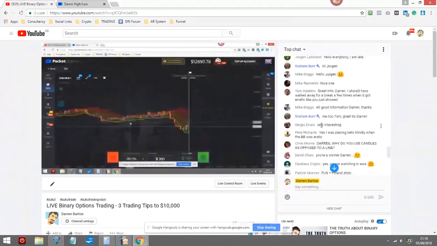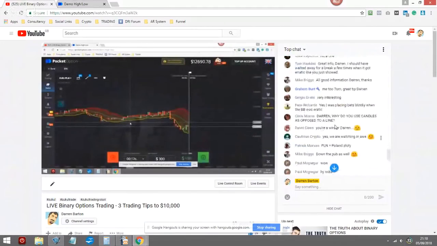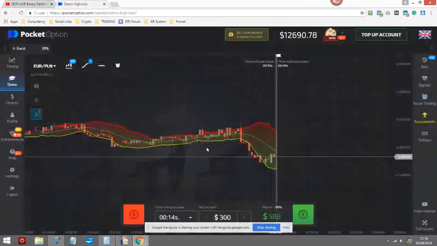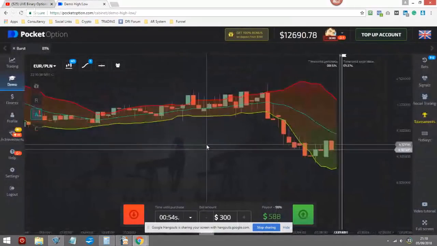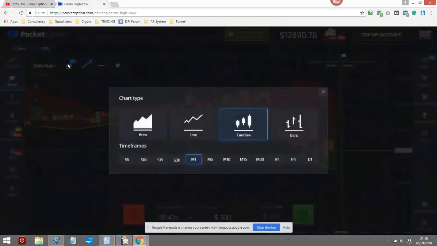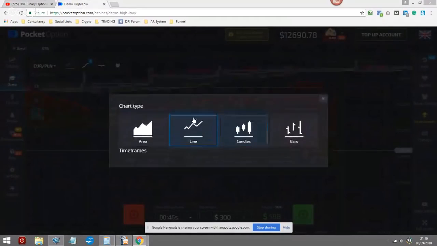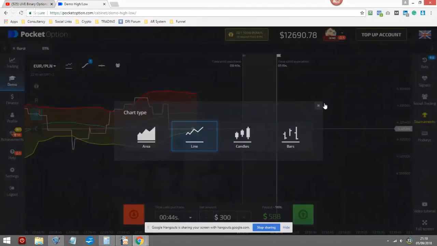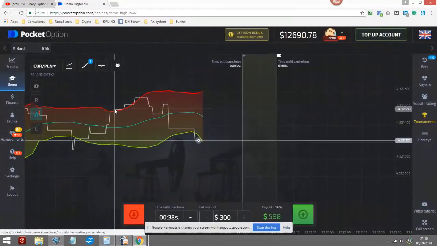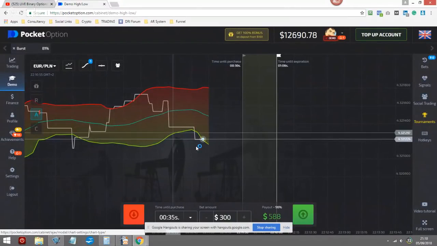I don't, Chris, when you're saying candles, let me just show you. So here we are with the same one, which is the euro and the zloty, and I'm using candles. If we change candles to line, to me it's not as clear. You can see here that it's now gone out of the Bollinger Band, but it's not as clear for me.